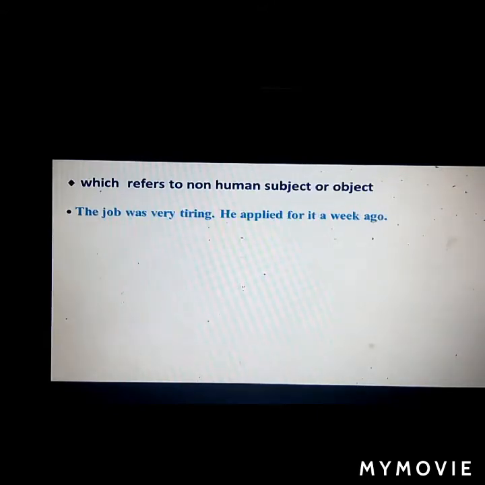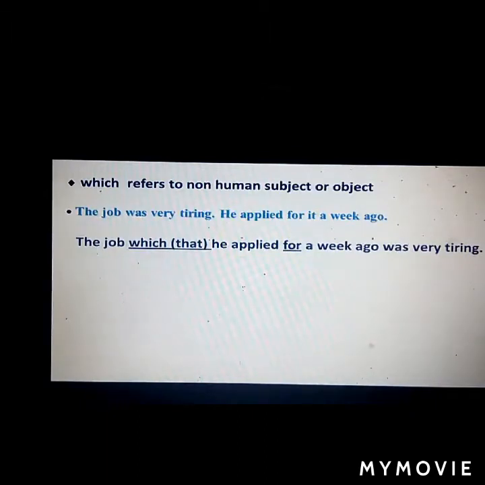The job which or that. طبعا احنا عارفين ان that بتحل محل which او بتحل محل who في عدم وجوده. And the job which or that he applied for a week ago was very tiring. مرهقة. The job for which he applied a week ago was very tiring. طبعا which ممكن استخدم معاها preposition، اما that او who ما بينفعش استخدم معاهم preposition حرف جر.